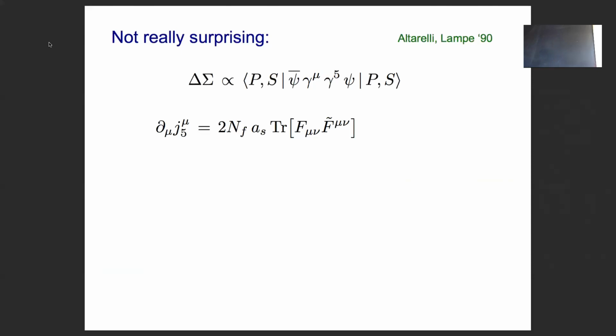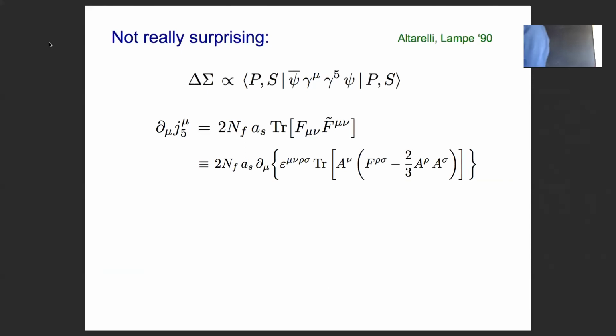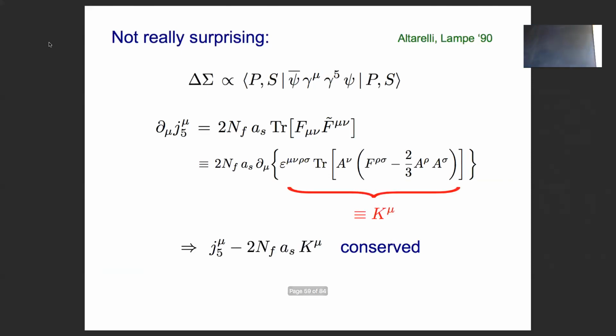On the other hand, we also saw yesterday, and we have known this for a long time, that you can write this trace as a derivative itself of a current, the Chern-Simons current K, right? And now this means immediately that the difference of J U5 minus 2 NF alpha S times K is a conserved current, right? Now there was a long discussion at exactly around that time whether you would be able to associate matrix elements of K with delta G, right? Which was Ross, Altarelli, Sterling. They proposed that you have this large negative gluon contribution that suppresses the singlet.